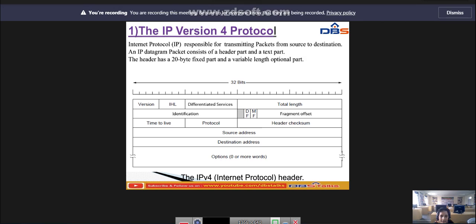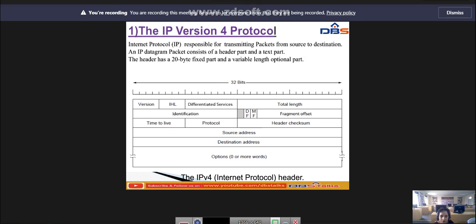Since the header length is not constant, a field in the header, IHL, meaning header length, is provided to tell how long the header is. It is counted in 32-bit words. The minimum value is 5, which applies when no options are present. The maximum value of the 4-bit field is 15, which limits the header to 60 bytes and the options field to 40 bytes.